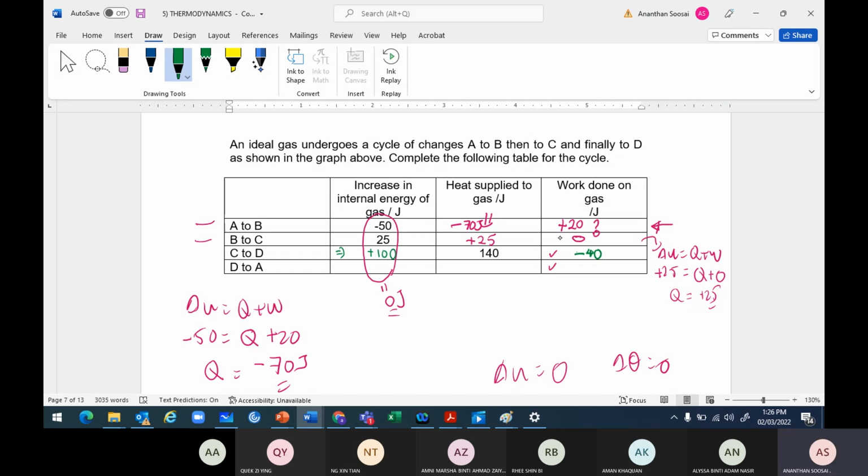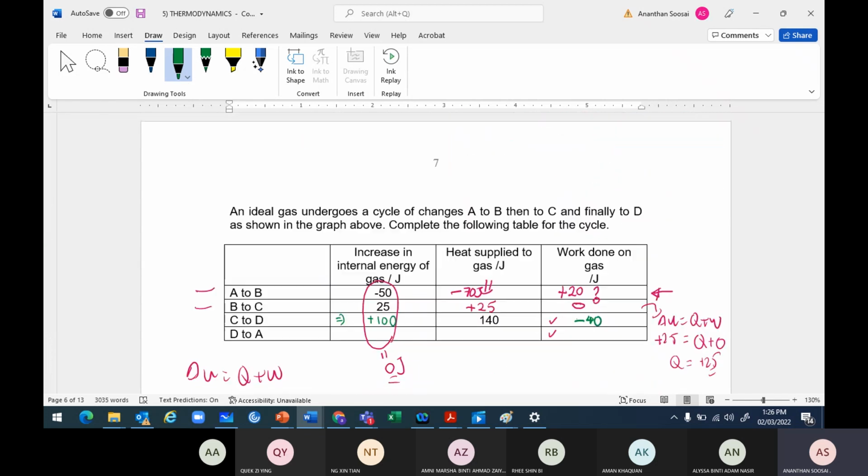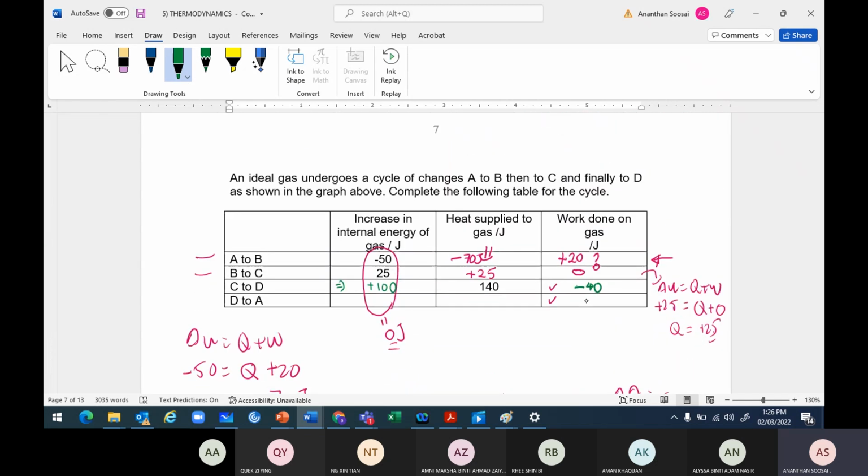Now last one, D to A, nothing is there. Of course, work can be found first. But D to A, what is the work? D to A, no change in volume. So the conclusion is D to A, the work is how much? 0. No work is done by the gas. So work is 0.